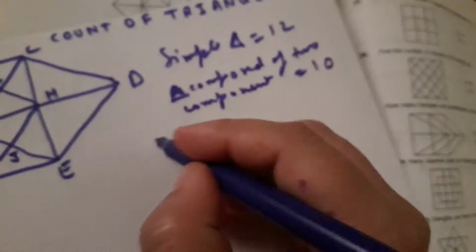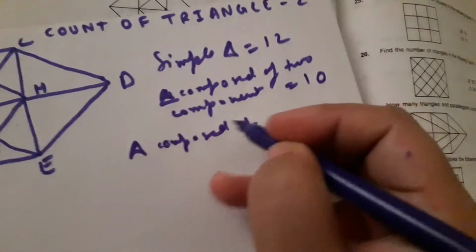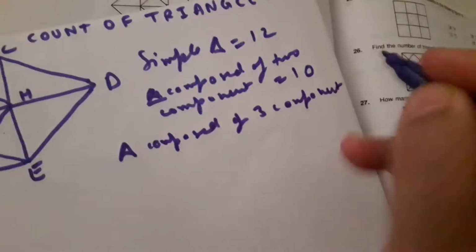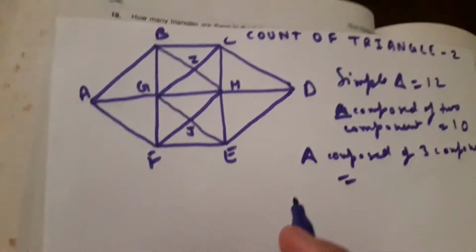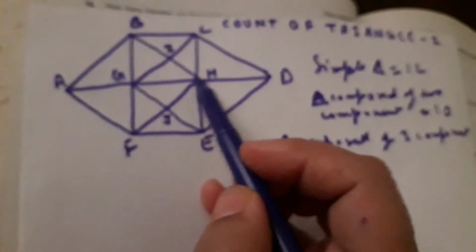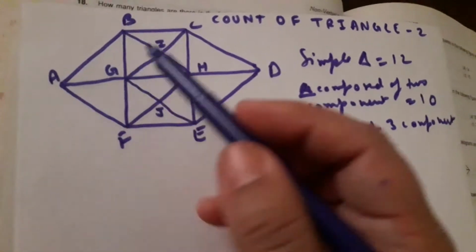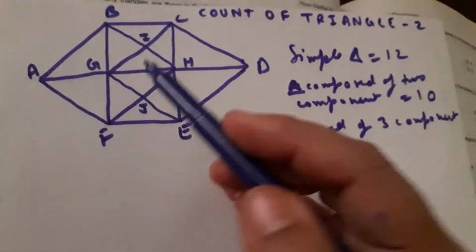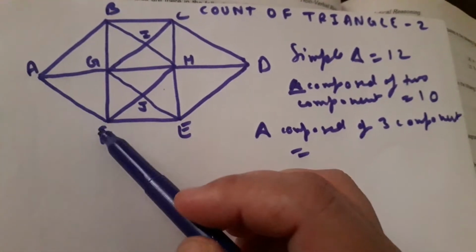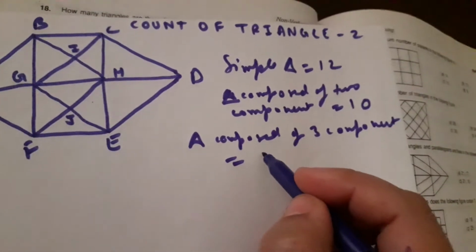Now triangles composed of three components. Now we have to see how many triangles are made of three components. So let's count for three components. You can see this one A, B, H. 1, 2, 3. This is made of three components. A, B, H 1, G, C, D 2. Similarly below G, E, D 3 and A, F, H 4. So triangles composed of three components are 4 in number.